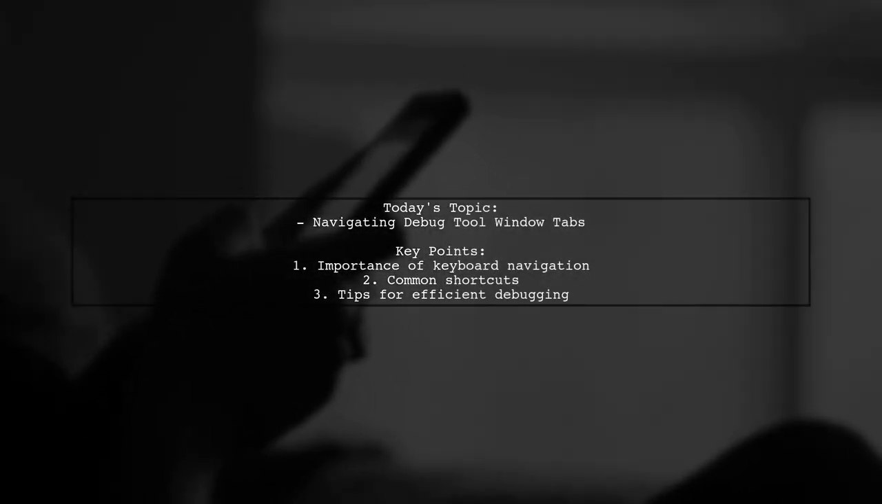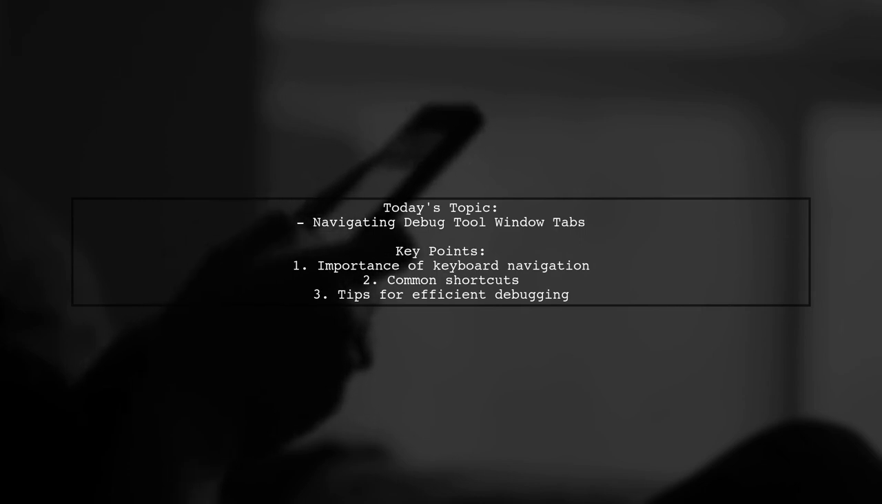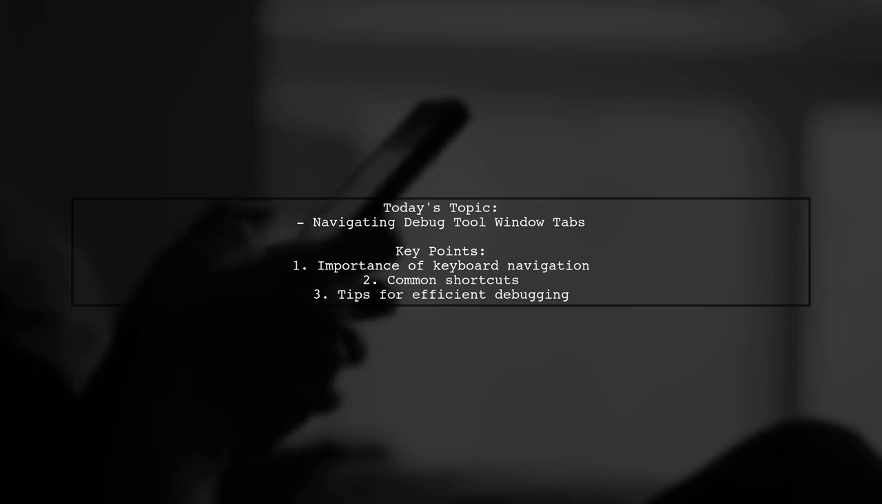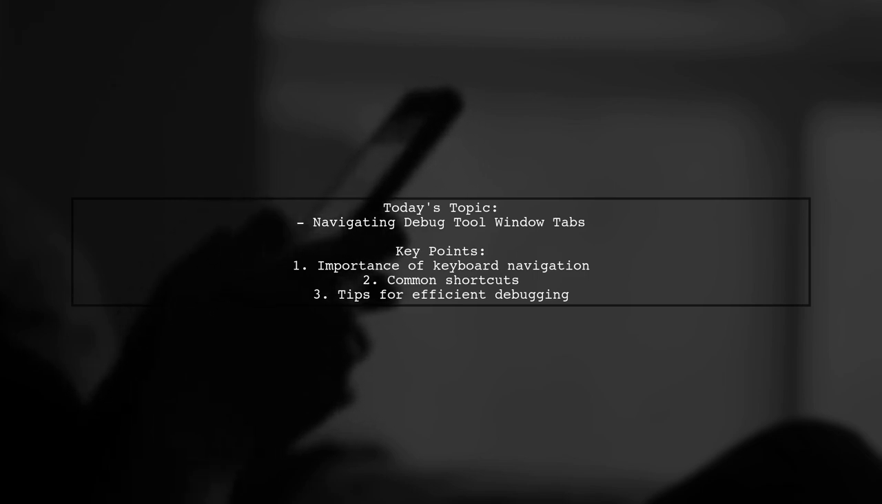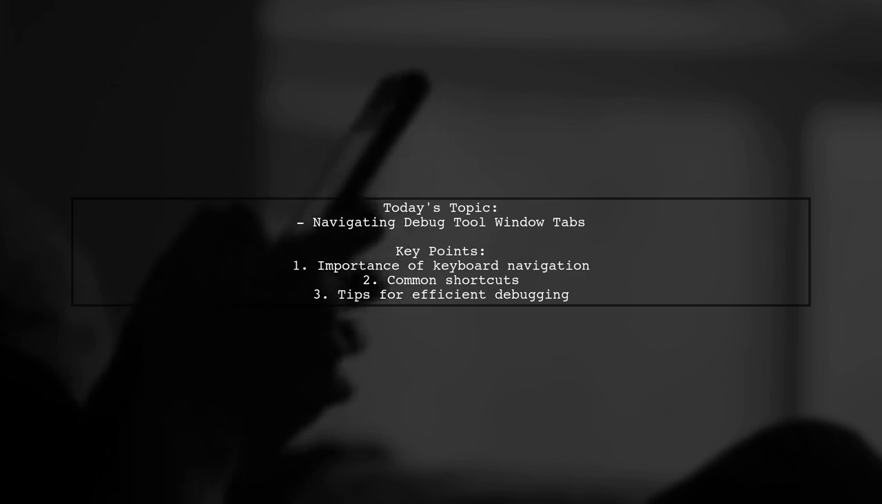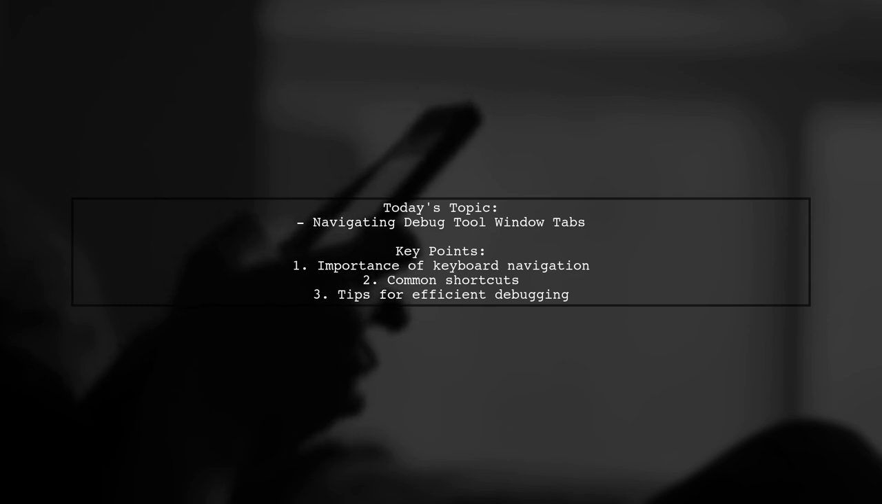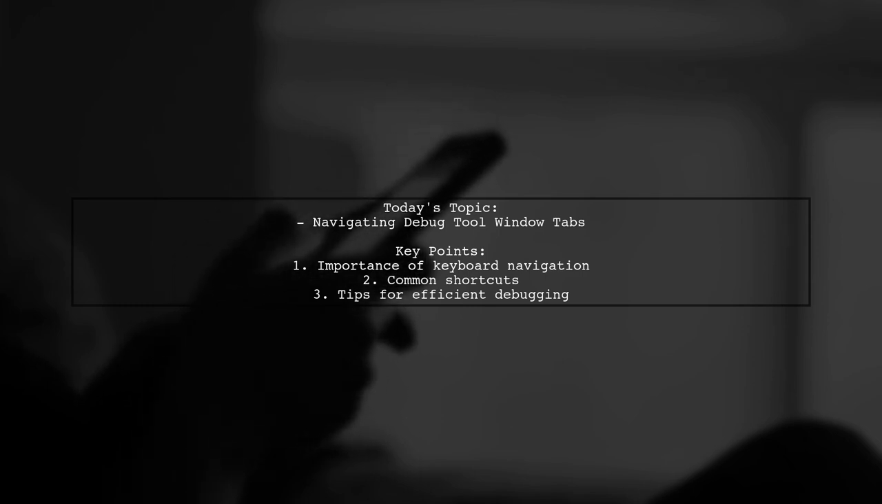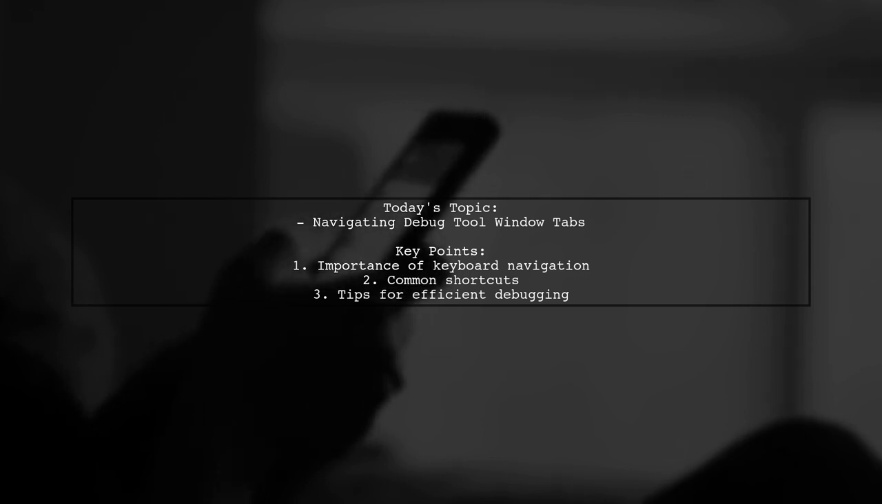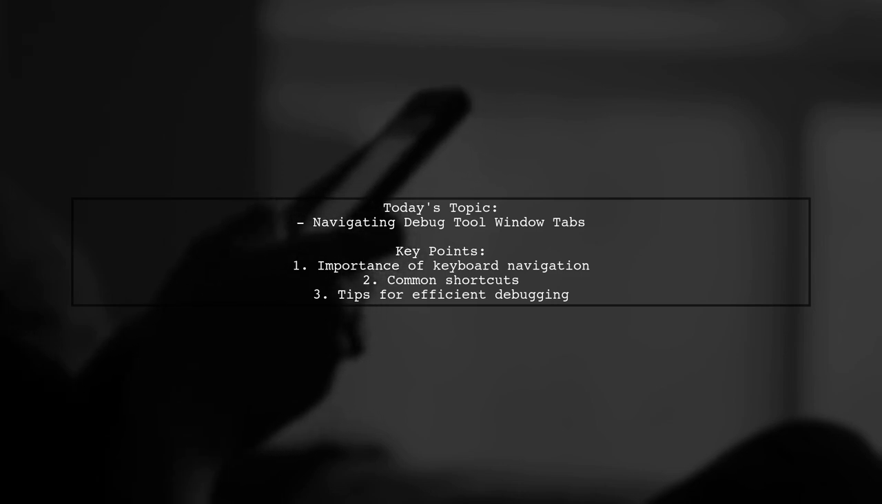Today, we're tackling a question that many IntelliJ IDEA users have. How can you navigate between the tabs of the Debug Tool window using just your keyboard? This is a crucial skill for developers who want to streamline their workflow and enhance productivity. So, let's dive in and explore the keyboard shortcuts that can make your debugging experience smoother and more efficient.